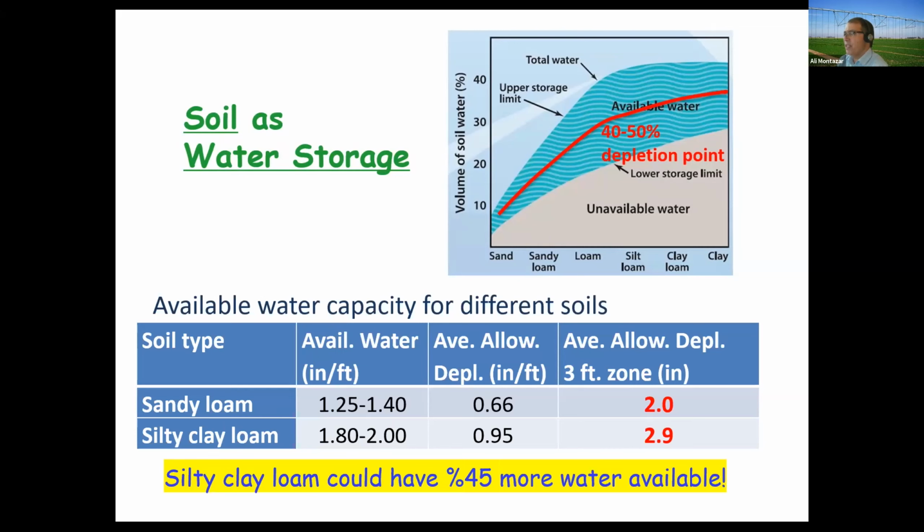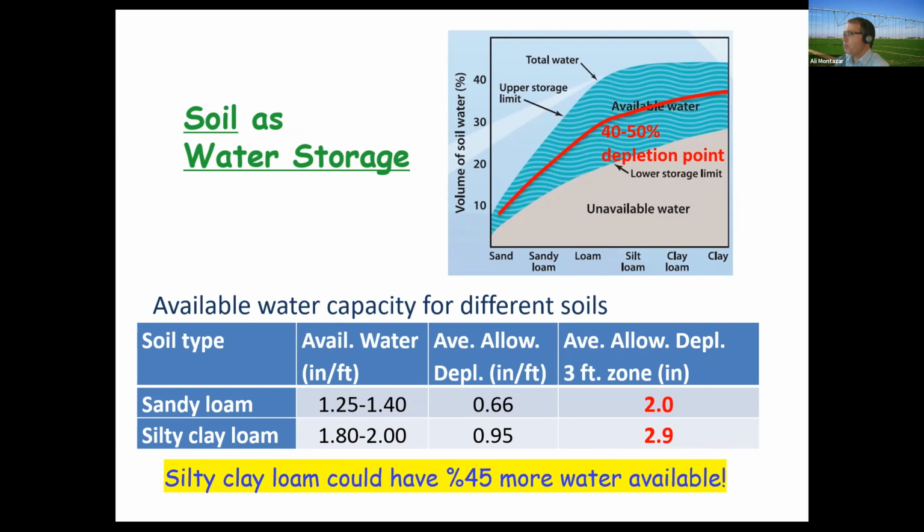Just to give you an example here, you see sandy loam and silty clay loam. If we have these two soils and we have a plant with 3 feet effective crop root zone, this is the amount of water we have available for crop. So in sandy loam, we have about 2 inches if the soil is full. In clay loam, we have about 2.93 inches. So basically, it shows that clay loam could have 45% more water available for a plant to use.